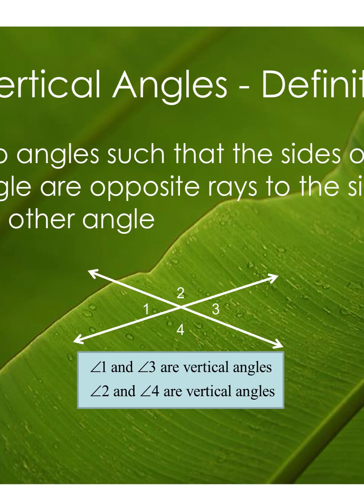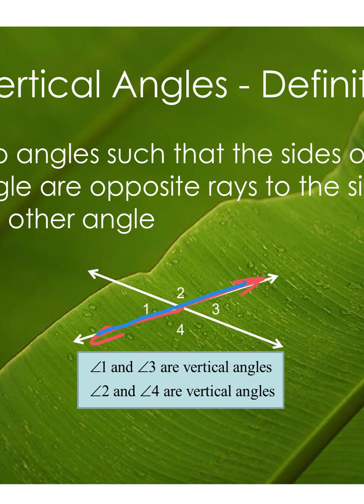Vertical angles, the definition. So this is basically how they're formed. Two angles such that the sides of one angle are opposite rays to the sides of the other angle. So guys, if it helps, you remember rays start at a point and they go like this. They're opposites of each other. If for some reason you're having a hard time with the rays, think about it this way.